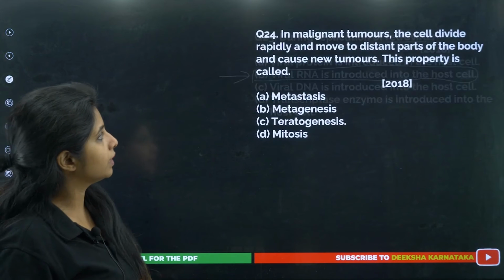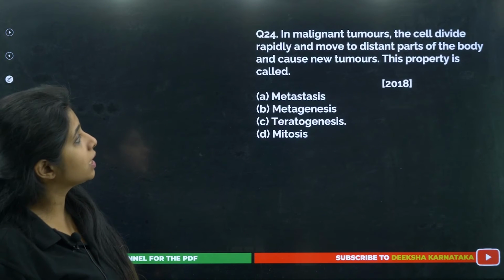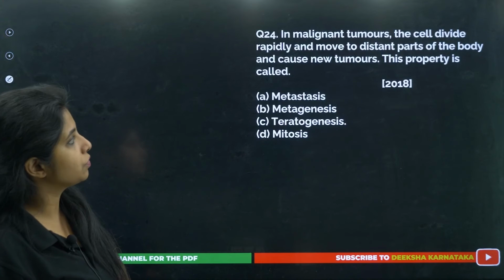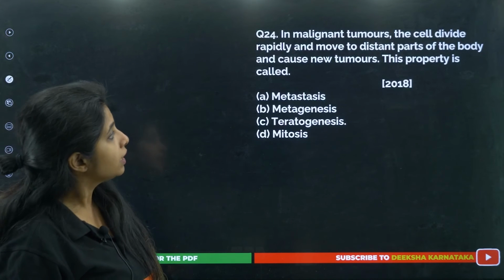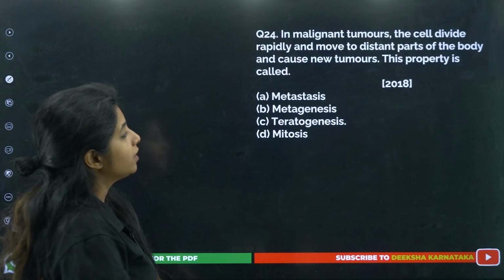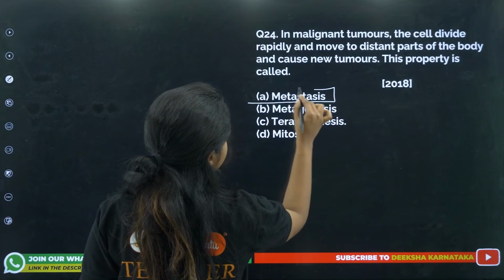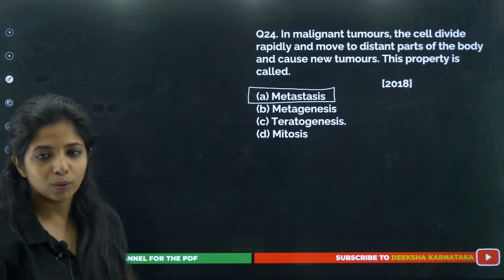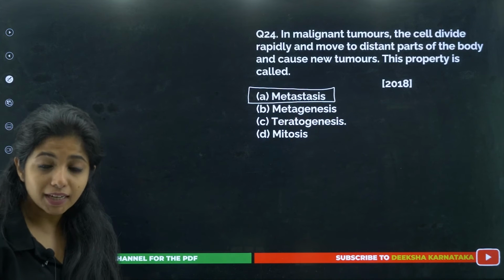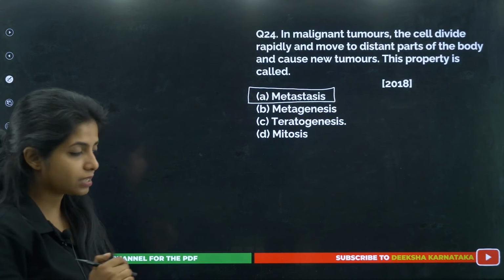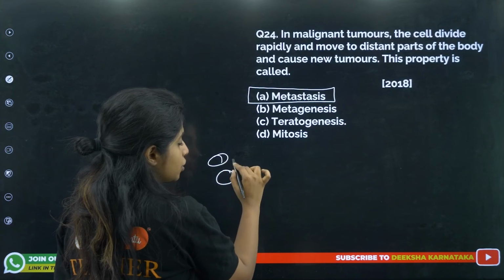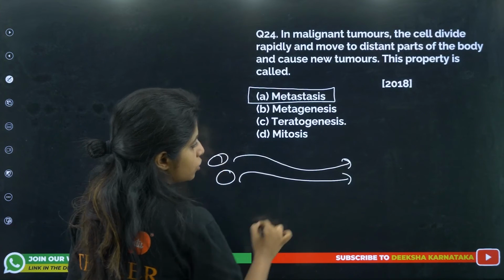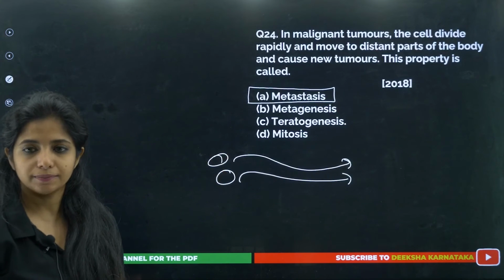Next thing. In malignant tumors, the cells divide rapidly and move to distant parts of the body and cause new tumors. This property is known as, I already told you, metastasis. When a cell is cancerous and is moving to different locations, this property is known as metastasis.